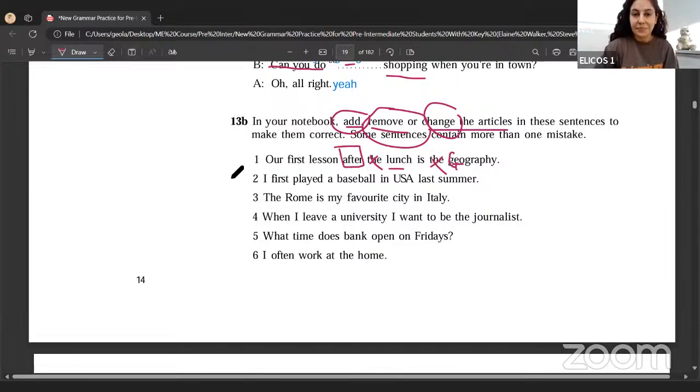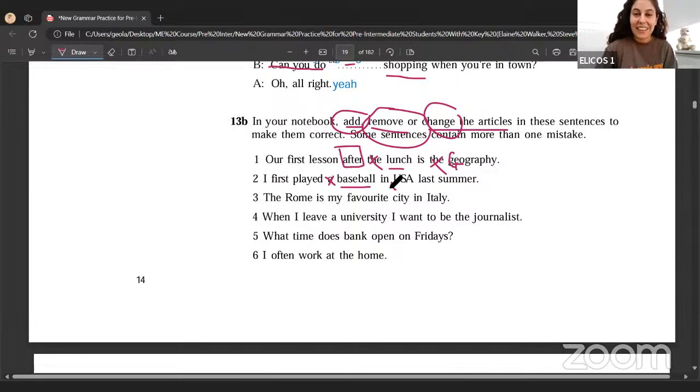Number 2. I first played basketball in USA last summer. It's a different sport, baseball. So no article: I first played baseball. Remember when we talk about instruments or sports, I first played soccer. I first played tennis when I was a child. I first played baseball in USA.